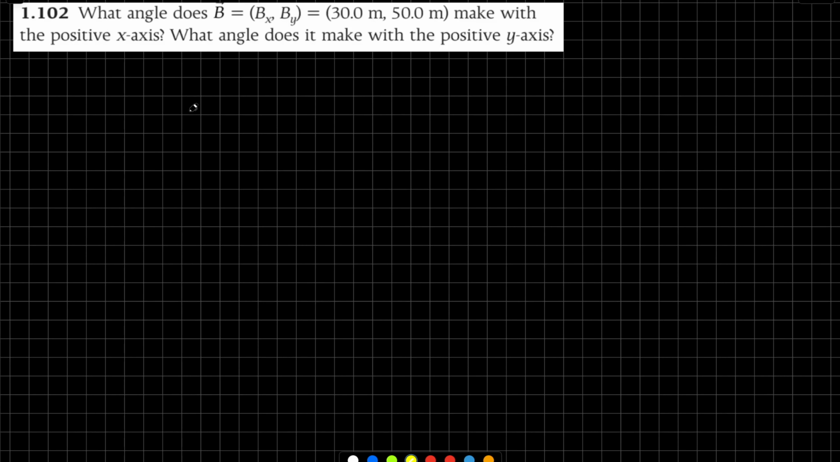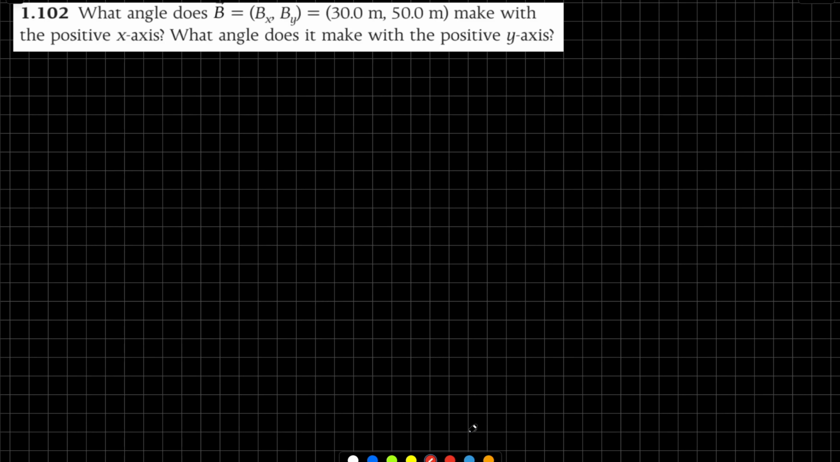Let's solve some problems now. 1.102. What angle does vector B equals (bx, by), that is (30 meters, 50 meters), make with the positive x-axis? What angle does it make with the positive y-axis?